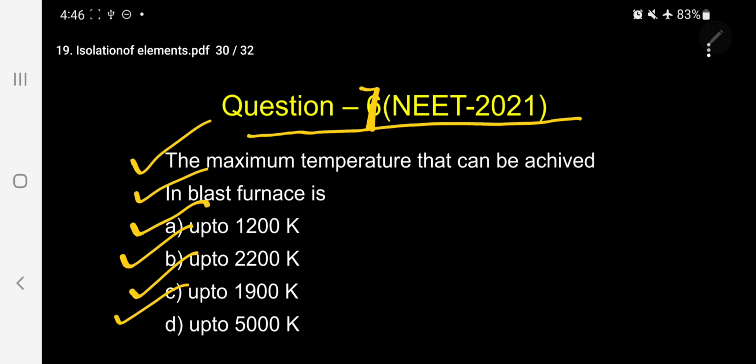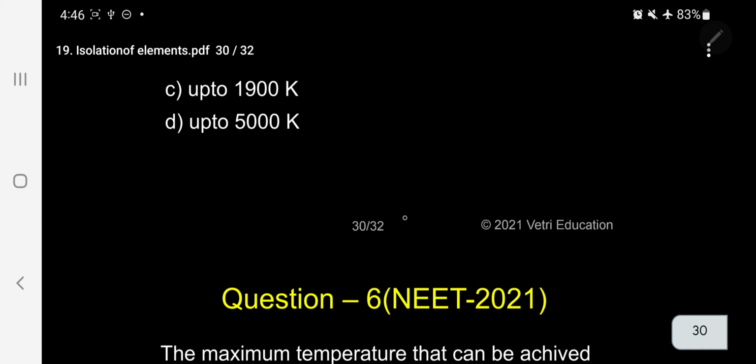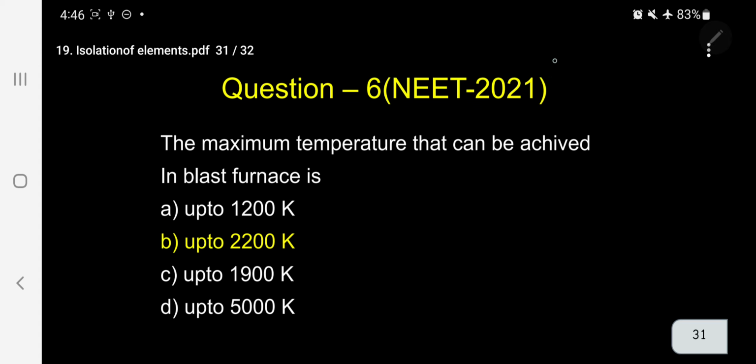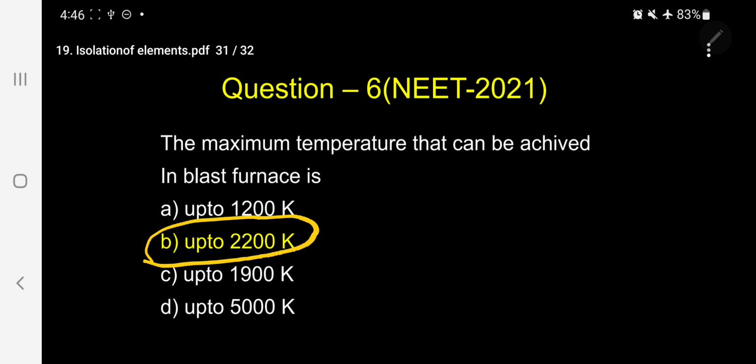might have studied about the temperature. The hot gases are moving from below to upward. So when it is coming down below, the temperature increases. Kindly follow. But what we have to memorize? What is the correct answer? Let us see. The option B is the correct answer. That is, up to 2200 Kelvin is maintained in the blast furnace. Please follow.